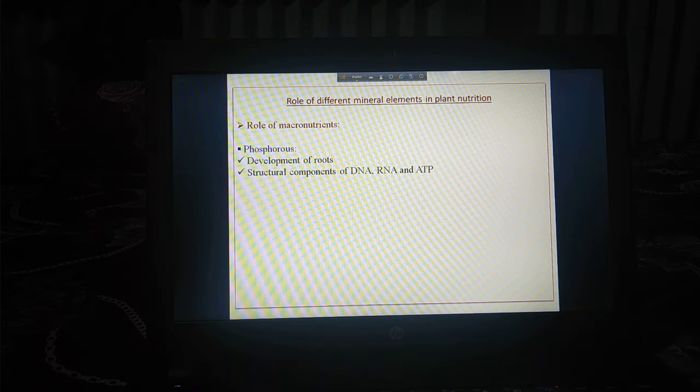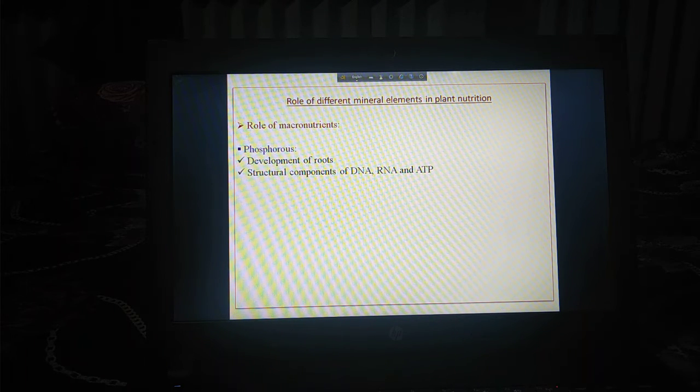Now role of different mineral elements in plant nutrition. Role of macronutrients. Phosphorus. Development of roots, structural component of DNA, RNA and ATP. You know that DNA has phosphoric acid, RNA also has phosphoric acid, ATP, adenosine triphosphate, has phosphate. So phosphorus is a main part of the structural components of DNA, RNA and ATP. Then development of roots: phosphorus also plays an important role in root development. Then role of iron: structural component of cytochrome.